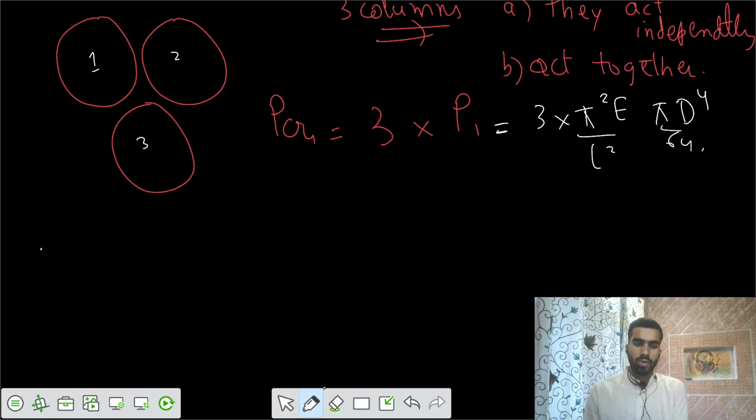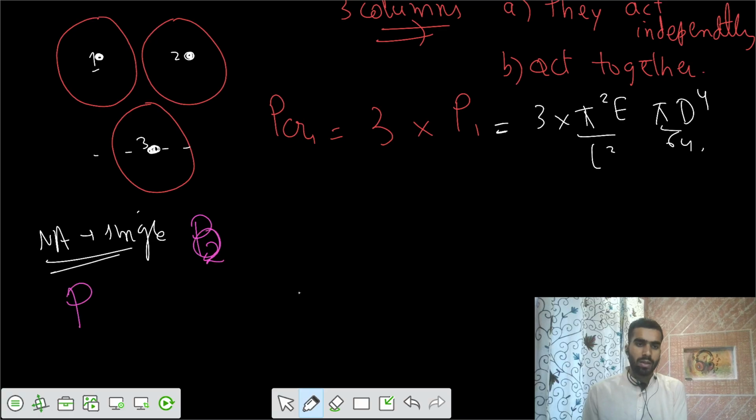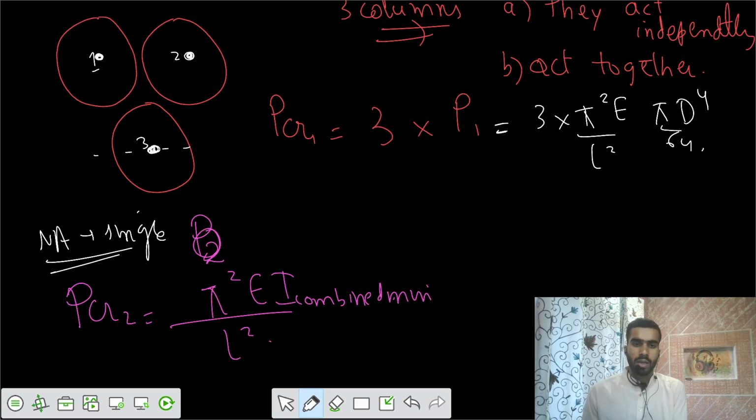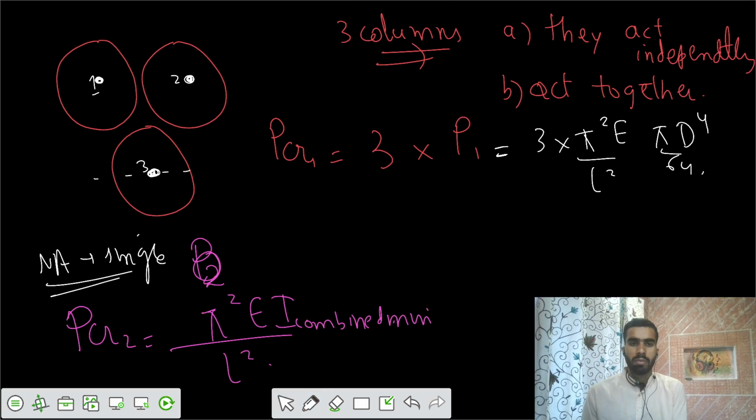Now second one is that if they act together, that means there would be one single neutral axis. So let's say the centroid of this one would be here, centroid of this one would be here, centroid for the third one is here. Now we have two possibilities. Finally, for the PCR2, that is equal to pi square E I of the combined, but that should be minimum, divided by L square.